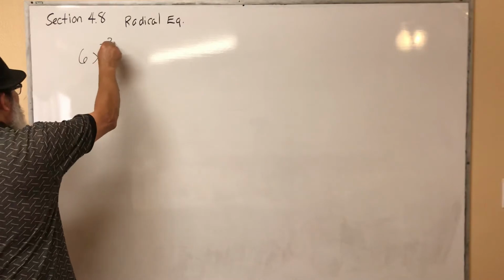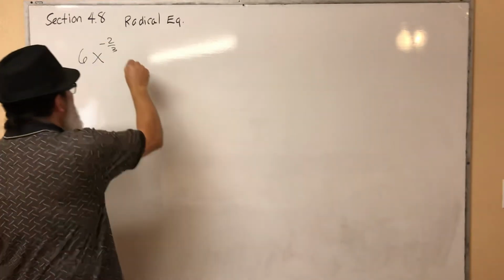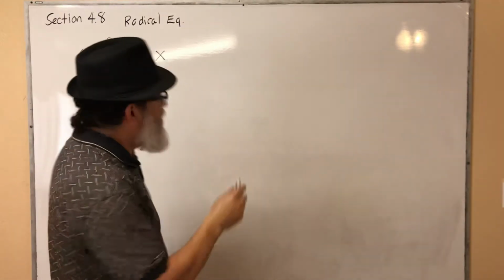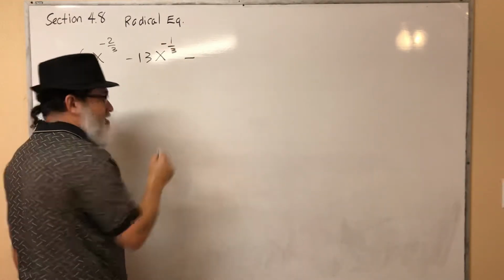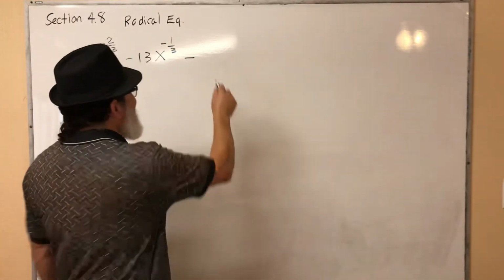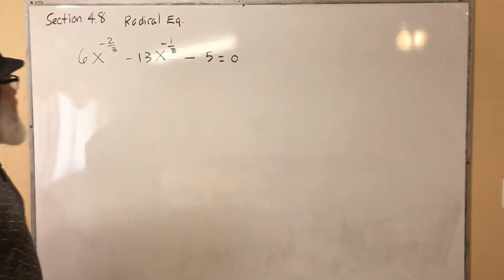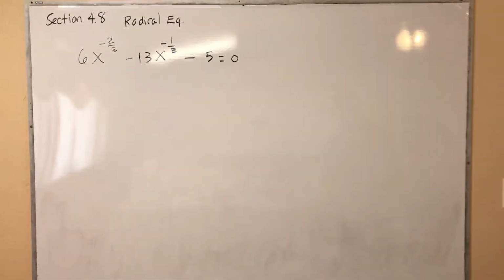6x to the negative 2/3 minus 13x to the negative 1/3 minus 5 equals 0. Okay, can you see it? Let me see if I can see from the camera.